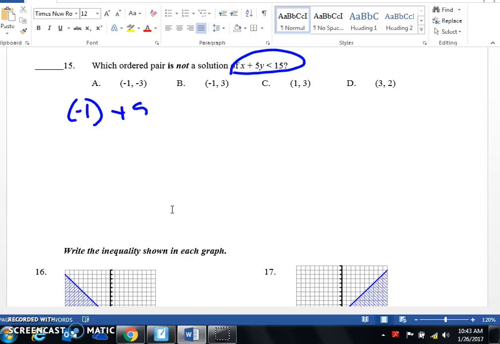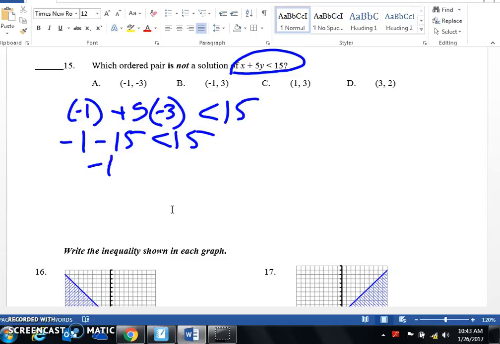So -1 plus 5. My y is negative 3. That's supposedly less than 15. All right, so this is negative 1 minus 15. It's negative 16. The alligator is eating the bigger number. 15 is greater than negative 16, so that's true. So that's not going to be a winner.